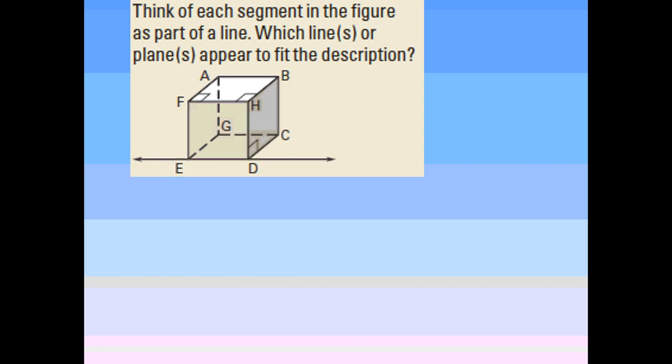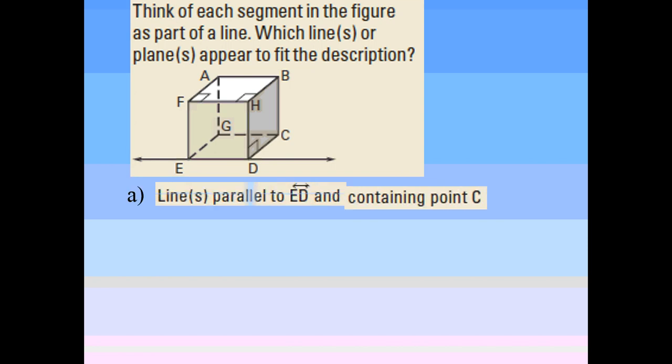So think of each segment in the figure as part of a line. Which line or plane appear to fit the description? So lines parallel to ED and containing point C. So parallel to ED, this is ED down here on the bottom, but it also has to contain point C. So parallel to ED would be this line back here on the back of the box. It has to contain point C, so it would have to be GC. That one back there is parallel to ED and it contains point C.